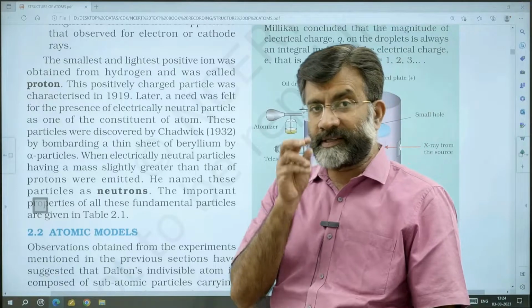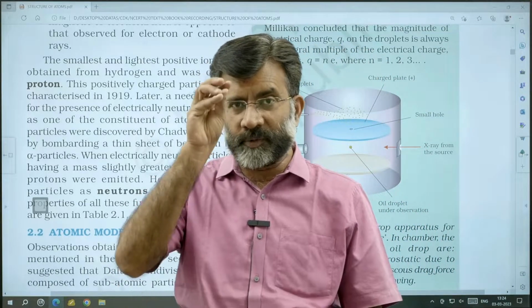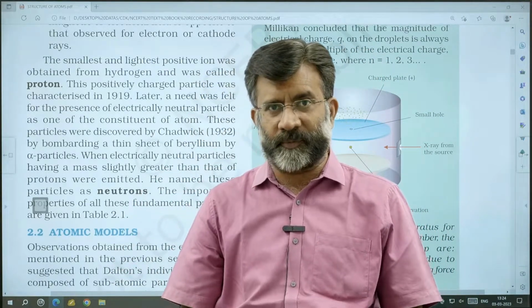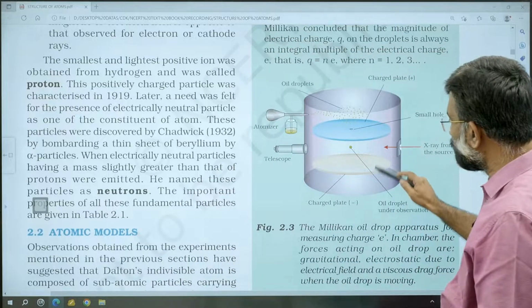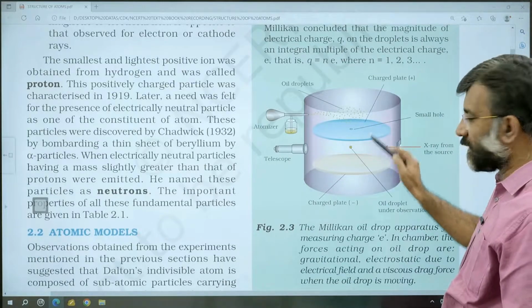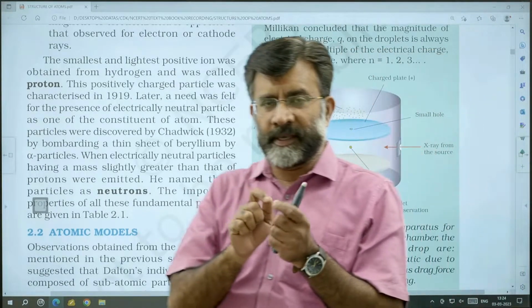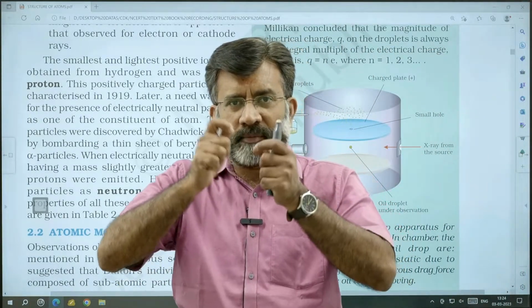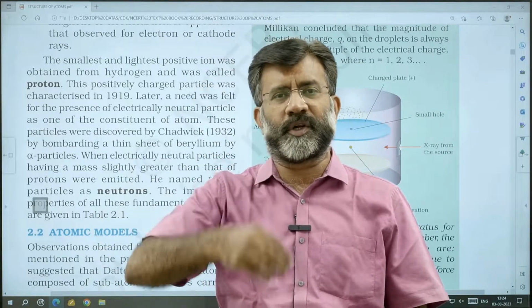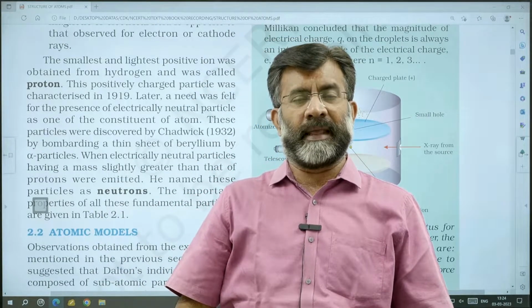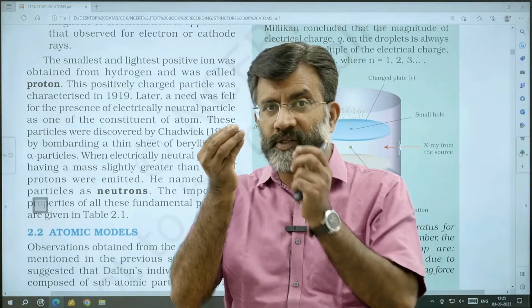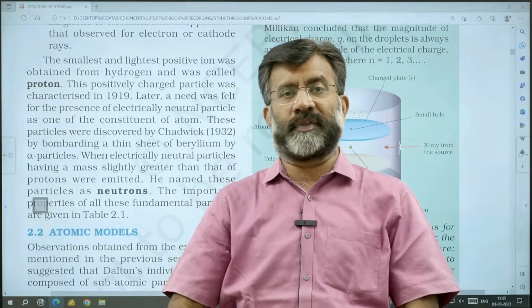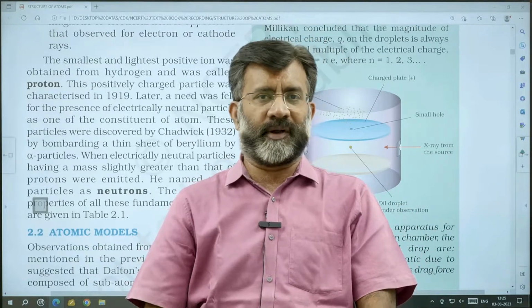And now it is a charged oil drop. How is the charged oil drop falling down? He was able to study by giving potential to the plates. This is charged plates. Using that charged plates, he was able to control the falling velocity of that oil droplet, and thereby he was able to calculate the unit charge on the surface of the oil drop. That is Millikan's oil drop experiment.